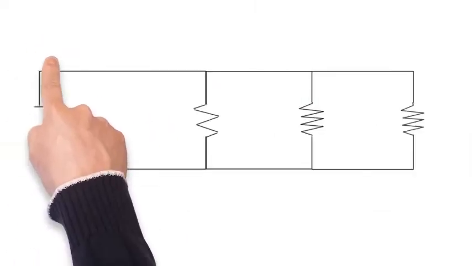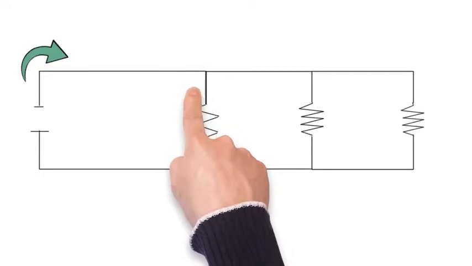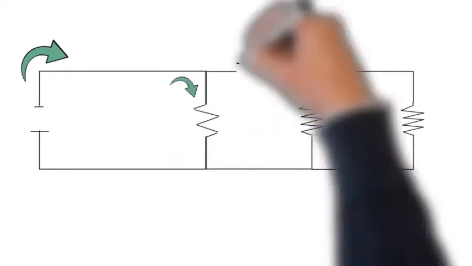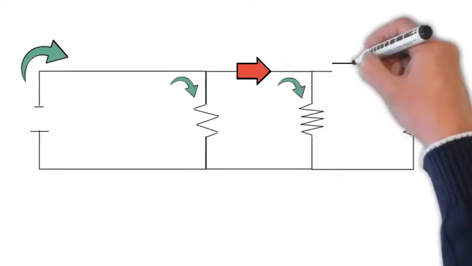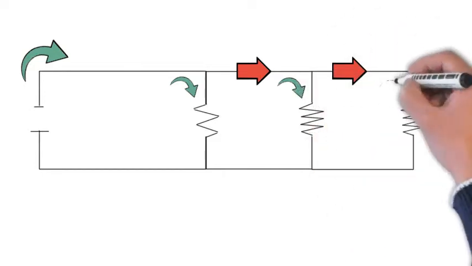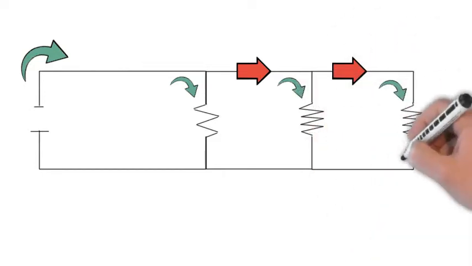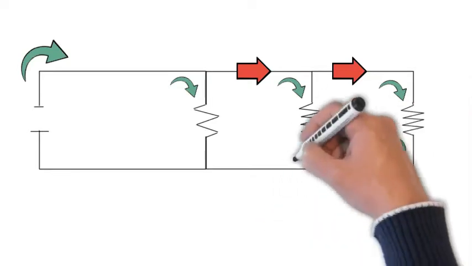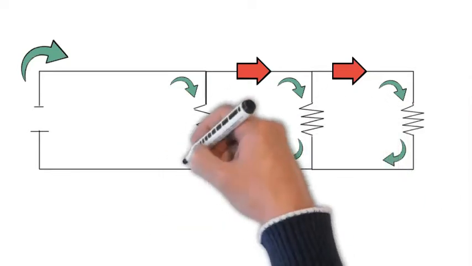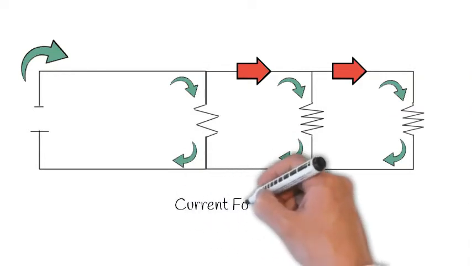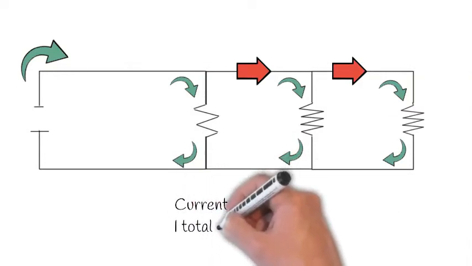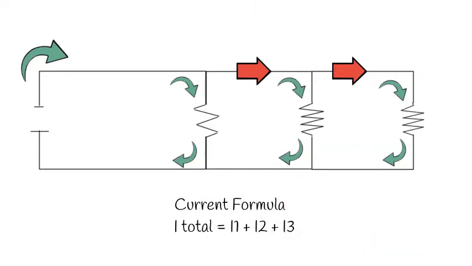Now we will move on to Kirchhoff's current law, which states that for a parallel path, the total current entering a circuit's junction is exactly equal to the total current leaving that same junction and or node, because it has no other place to go. Therefore, I total is equal to I1 plus I2 plus I3.